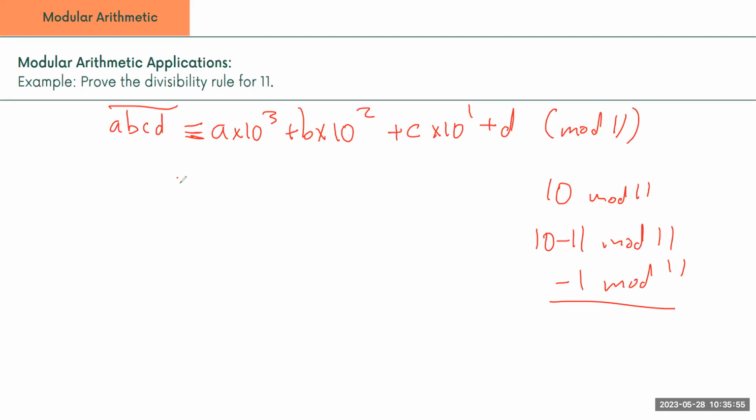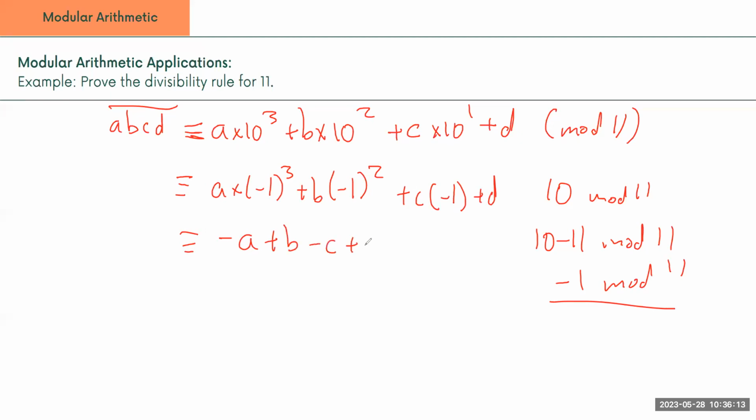So in this case, instead of having this, we just have a times -1 to the third power plus b times -1 to the second power plus c times -1 plus d, right? And then we're just going to multiply this out. So we just have -a plus b minus c plus d. And as you can see, this is actually the divisibility rule for 11. We just take the alternating sum of the digits, right?